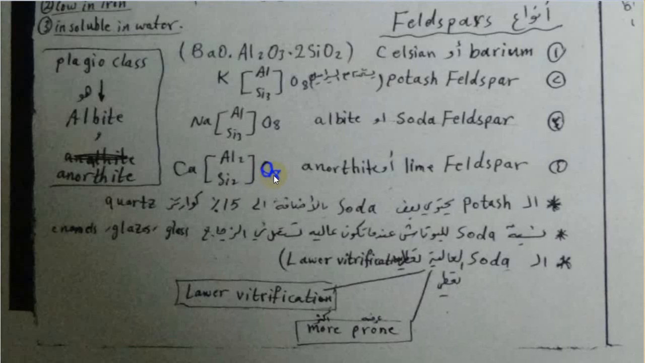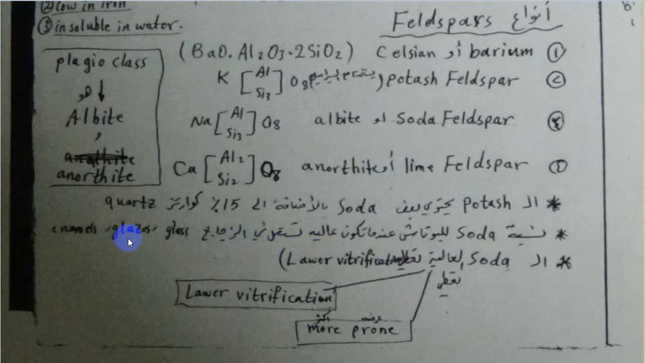The potash contains some soda in addition to 15% quartz. When the soda-potash ratio is as high as possible, it will be used in extruded glass glazes.